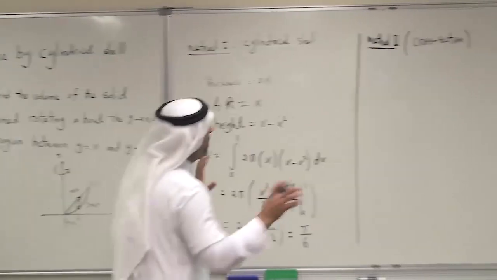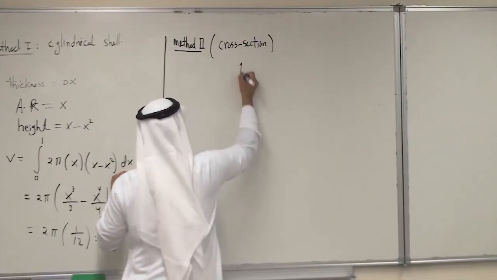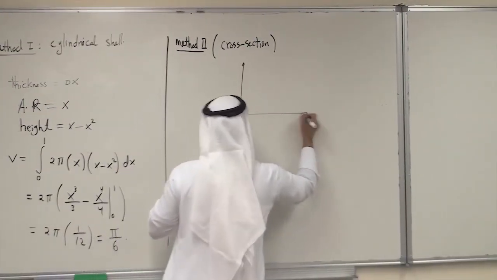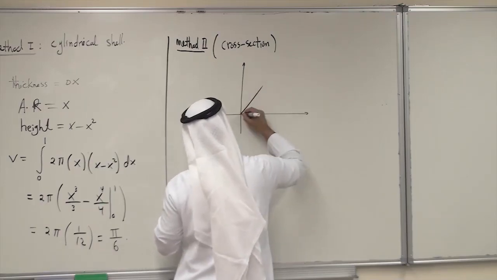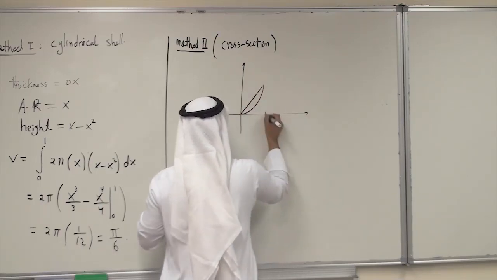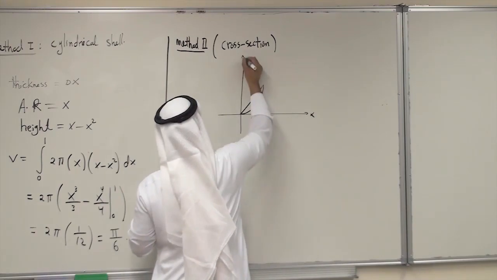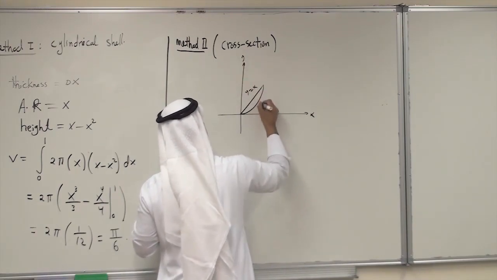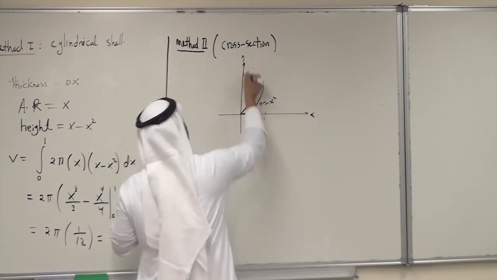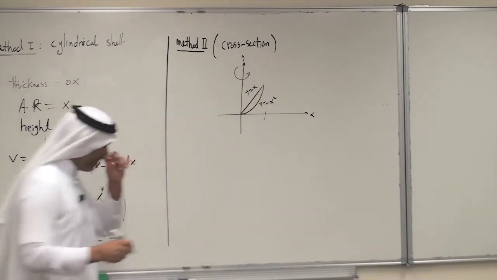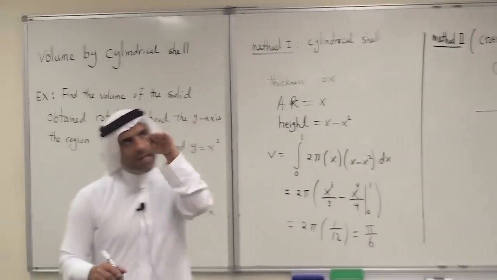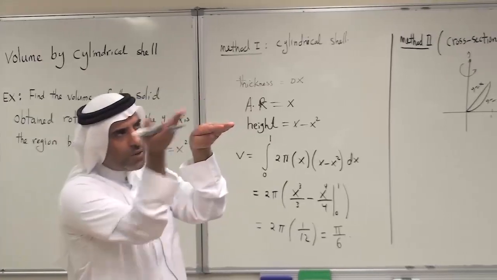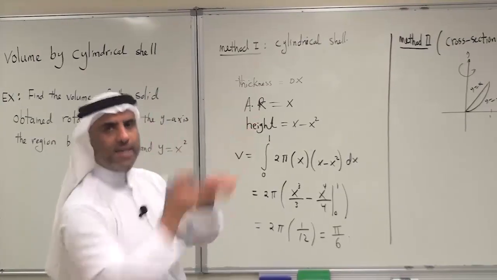What do we need to do if we are using cross-sections and we are rotating the region bounded between y equal to x and y equal to x squared? This is 1, this is x, and this is y. This is y equal to x, and this is y equal to x squared. What do we need to do if we are rotating about the y-axis? We said we need to take slices. So what should we do? We draw rectangles perpendicular to the axis of revolution.